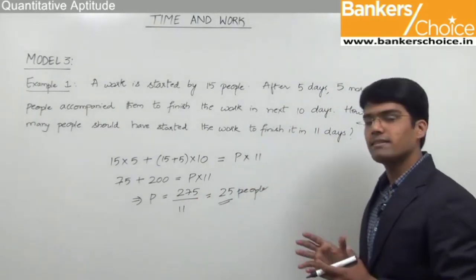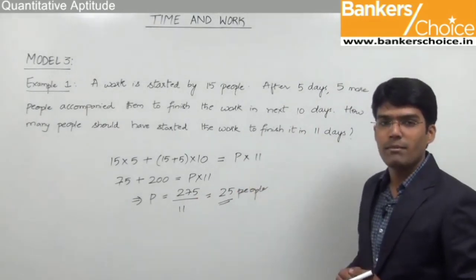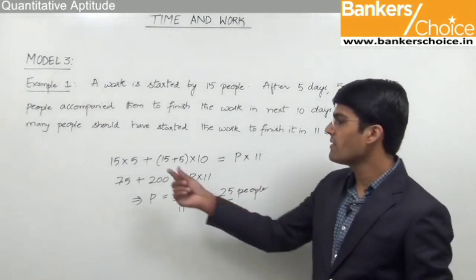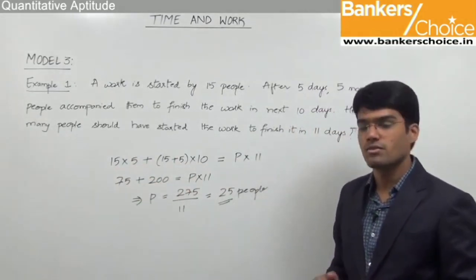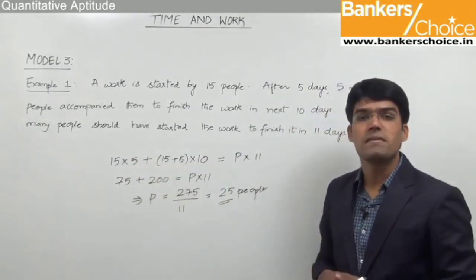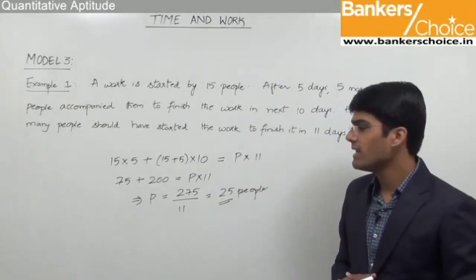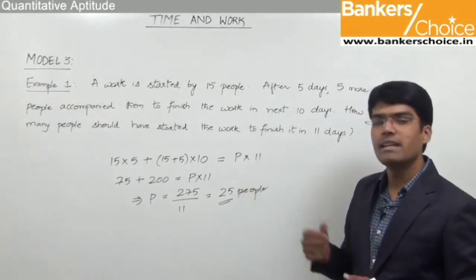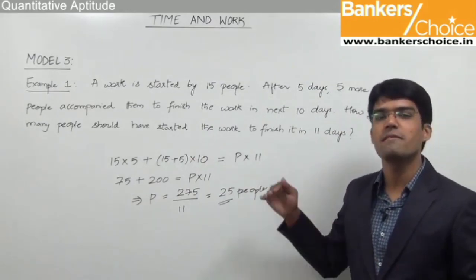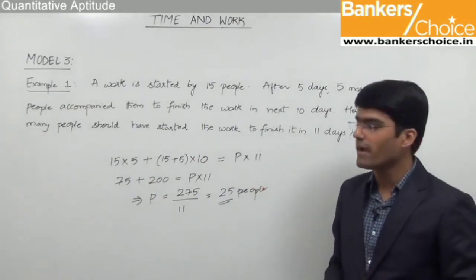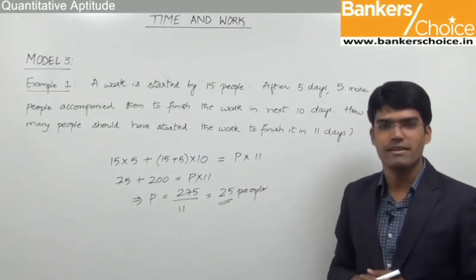If you want to justify this, you can simply check the answer by balancing the units of both the sides. 15 into 5 is 75, 20 into 10 is 200. So the total work finished was 275 man days. And here 25 people in 11 days, 25 into 11, is also 275. So 275 man days of work has been finished by 25 people in 11 days.